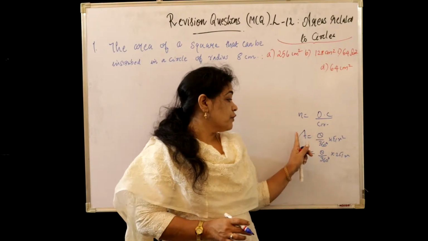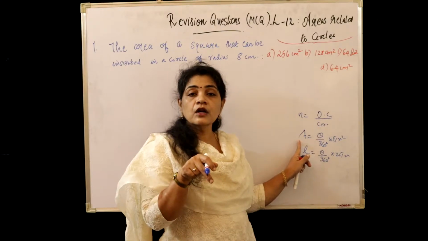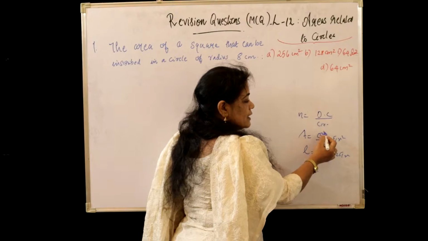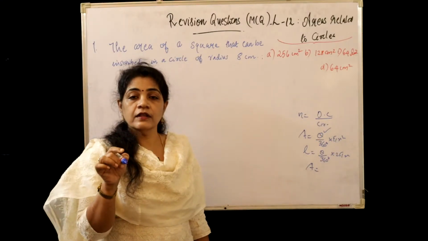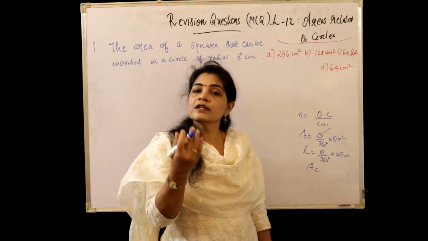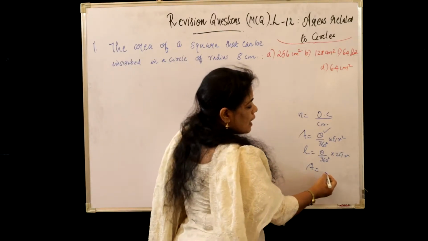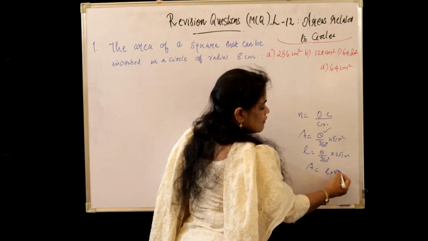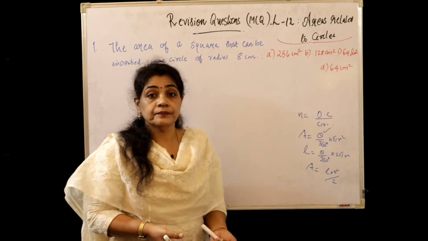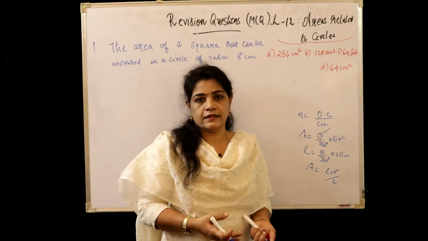From this we have one more formula to get the area of the sector. Sometimes you are not given theta. Without giving theta, you can also find out the area. For that we have one more formula, that is arc length into radius divided by 2. So this is about the area of a sector of a circle.